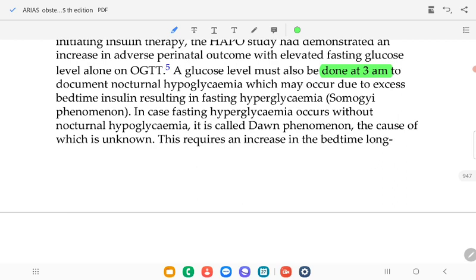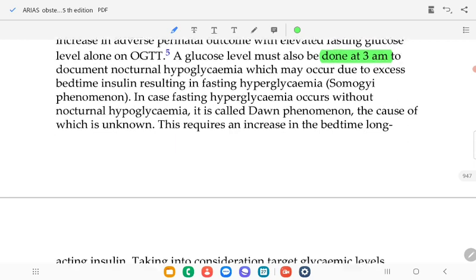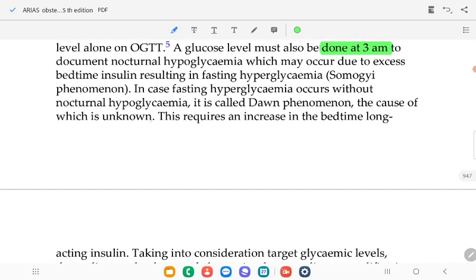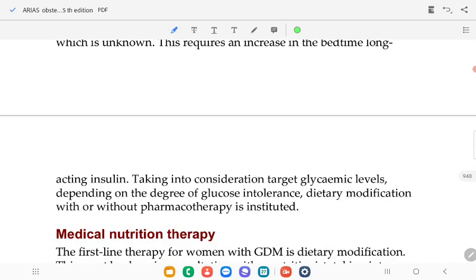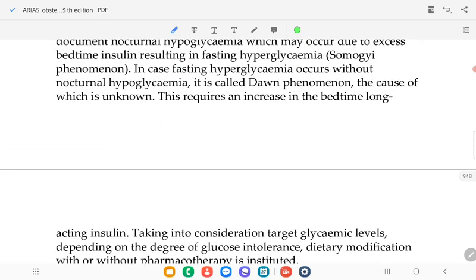Nocturnal hyperglycemia causes fasting hyperglycemia. In case of fasting hyperglycemia without nocturnal hyperglycemia, it is called the dawn phenomenon, the cause of which is not known. Recurrent increase in the bedtime long-acting insulin is required. The two phenomena you have to remember are the dawn phenomenon and the Somogyi phenomenon. The dawn phenomenon is fasting hyperglycemia without any nocturnal hypoglycemia.